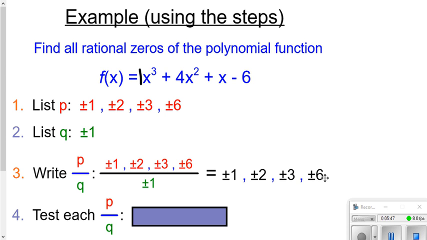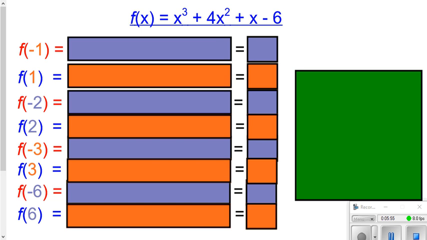Now that we know these are the only possible rational zeros we could get, we are going to test each one, and we will show that on the next slide. So again, using this polynomial, we are going to test each one of them. So instead of f of x, we're going to use f of negative 1, f of positive 1, positive negative 2, positive negative 3, and positive negative 6.